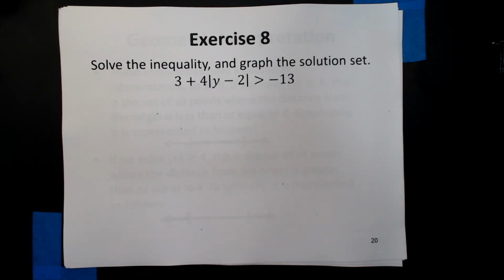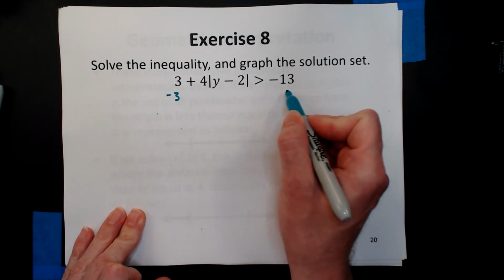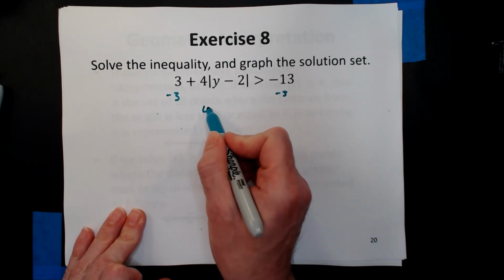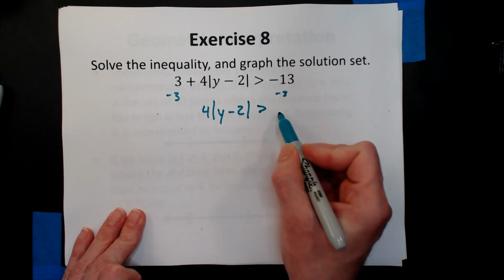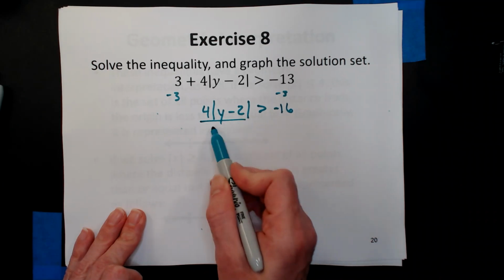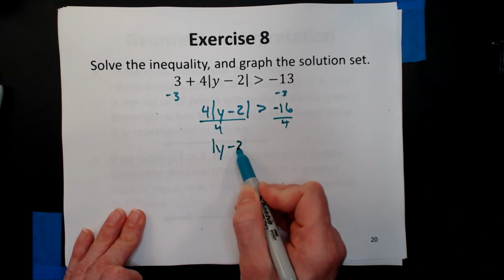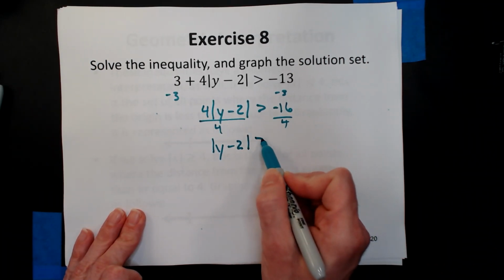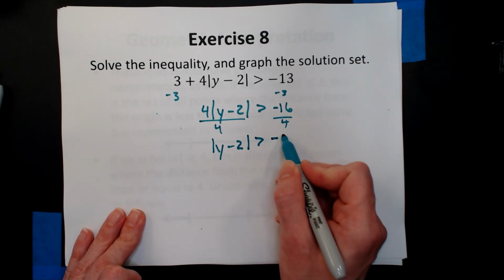All right, here we have another one. So what we're going to do here is get it in standard form, as always, first. So I'm going to subtract 3 from both sides. Seems to be pretty much the same start as before. We're going to have that greater than negative 16. I'm going to divide both sides by 4 to get it in standard form. So I have the absolute value of y minus 2, and that's going to be greater than, I don't need to flip the sign, I'm not dividing by a negative, negative 4.